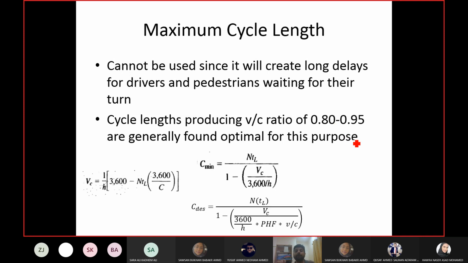0.9 means what? Volume is 90% of capacity. We are designing a cycle length by expecting that the volume in the peak hour will be 90% of the capacity. Okay, so I'm keeping what? A 10% margin of safety, a 10% factor of safety. So even if the actual volume increases by 10%, it will still not go above capacity. Okay, so this is why VC should also be divided by V by C ratio.